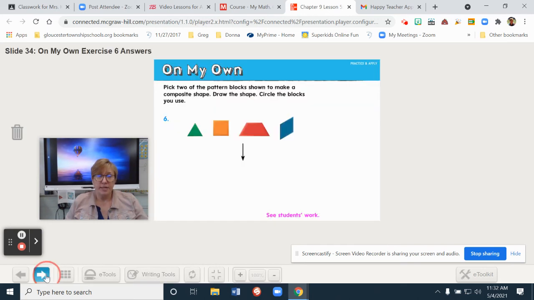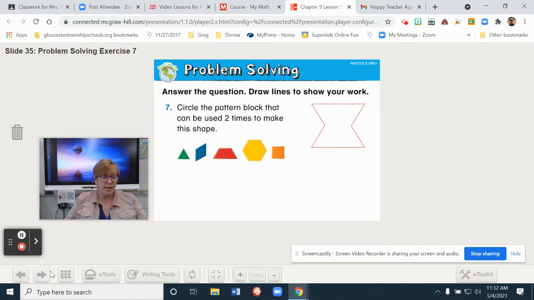All right, I'll be interested to hear about the shapes that you made. Okay, now, this one says, answer the question, draw lines to show your work. Circle the pattern block that can be used 2 times to make this shape. And make sure you draw the line. Okay, so 1 pattern block, 2 times. Pause and solve. And there you go.